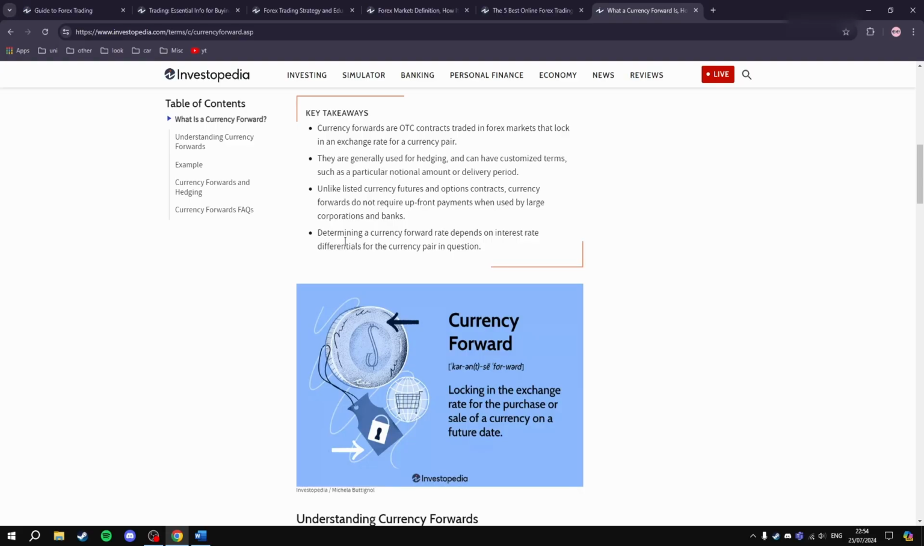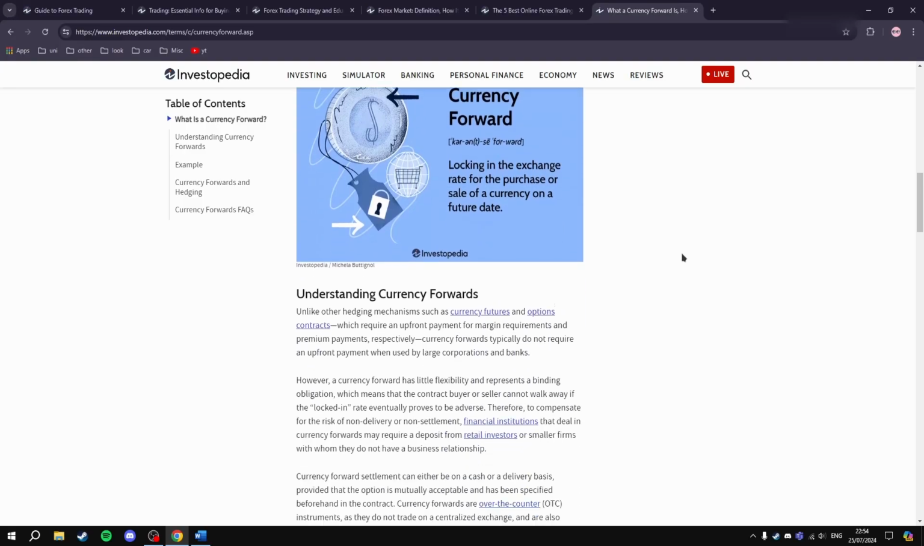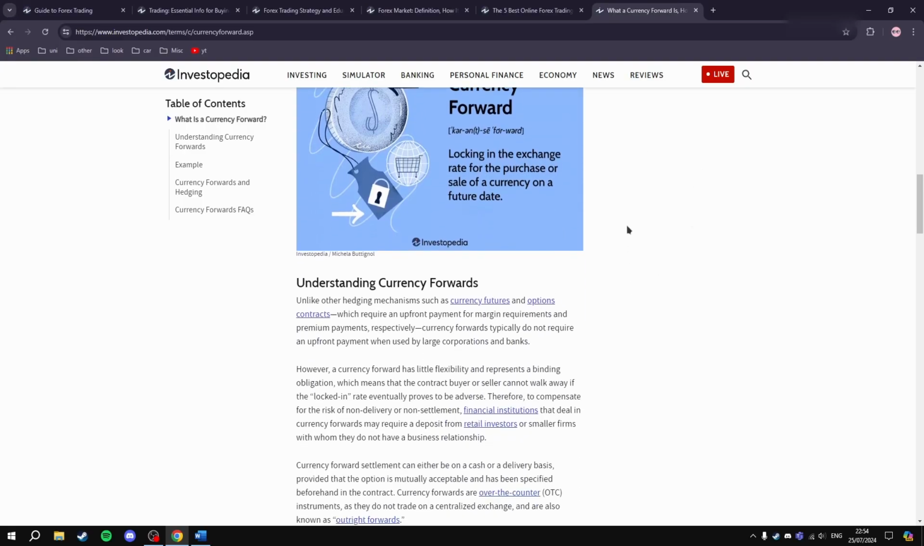Key takeaways. Currency forwards are over-the-counter contracts traded in Forex markets that lock in an exchange rate for a currency pair. They are generally used for hedging and can have customized terms, such as a particular notional amount or delivery periods. Unlike listed currency futures and options contracts, currency forwards do not require upfront payments when used by large corporations and banks. Determining a currency forward rate depends on interest rate differentials for the currency pair in question. Currency forwards lock in the exchange rate for the purchase or sale of a currency on a future date.